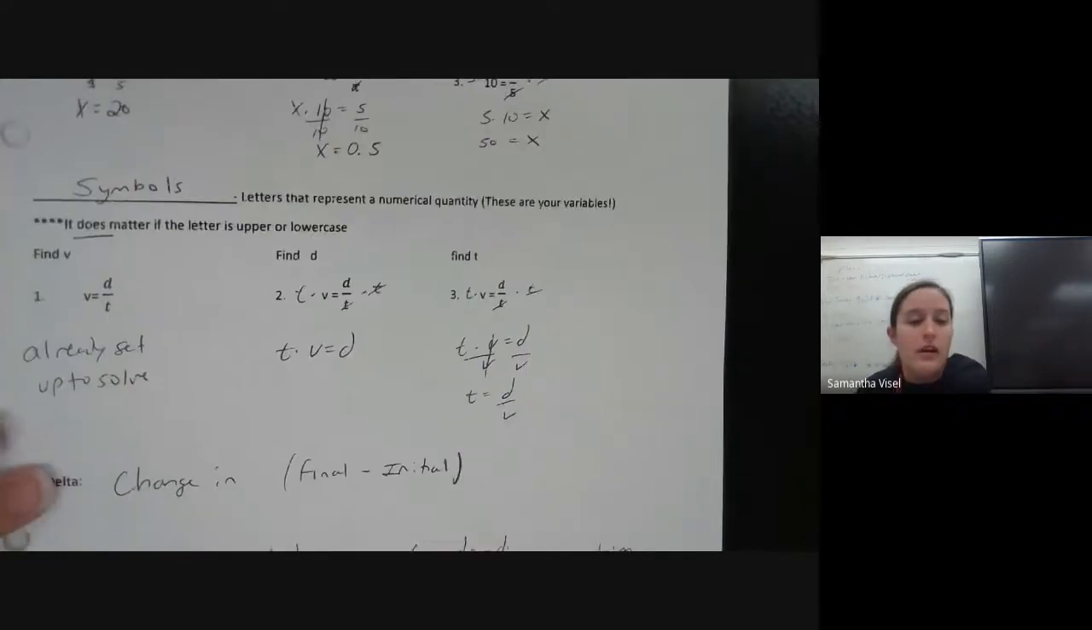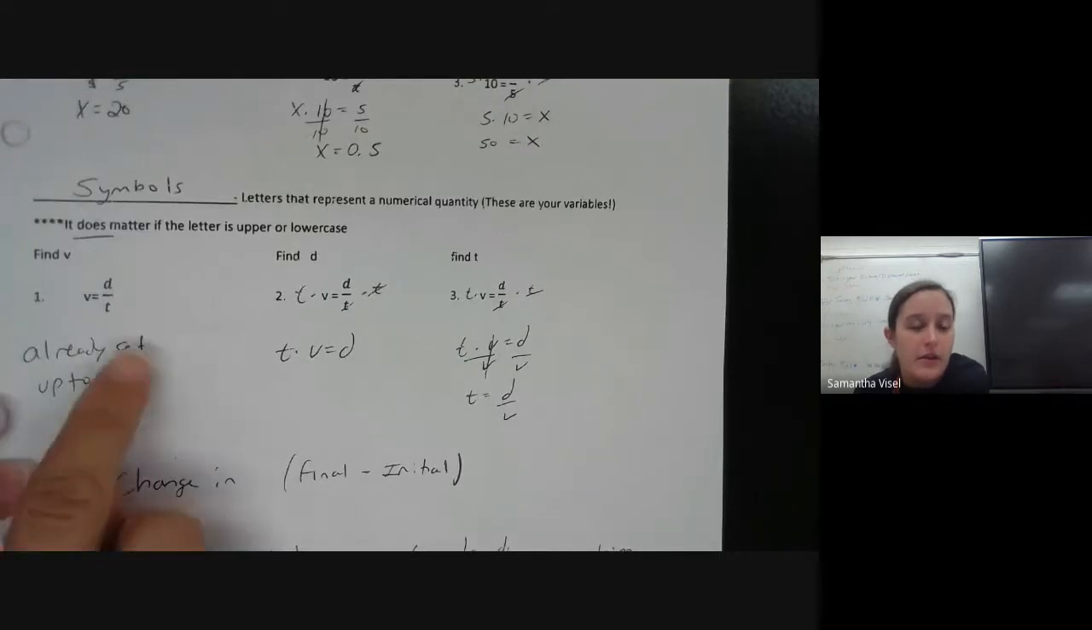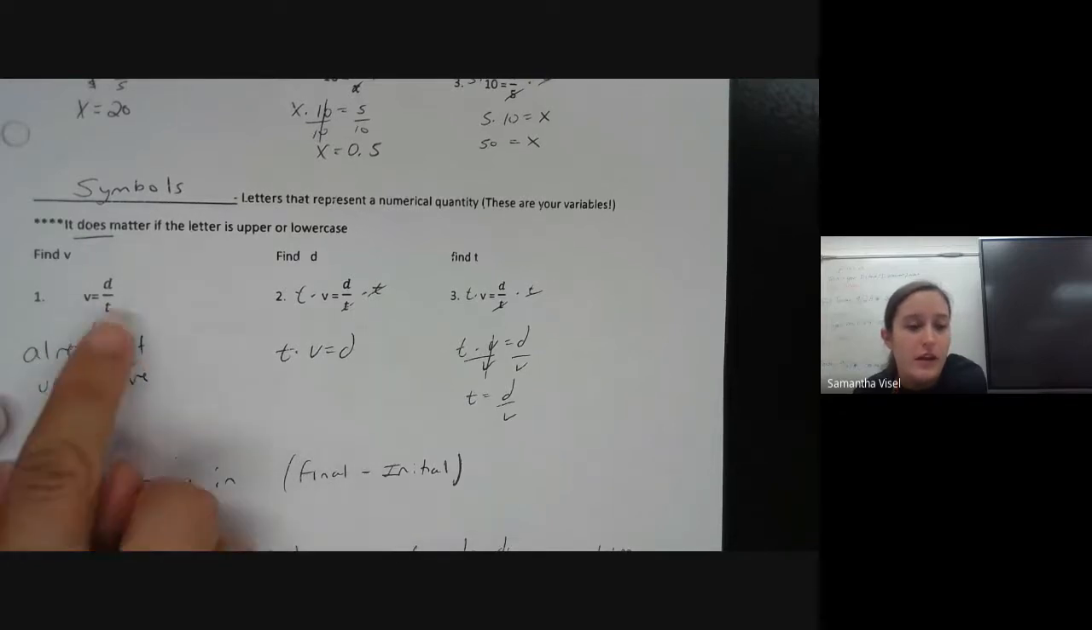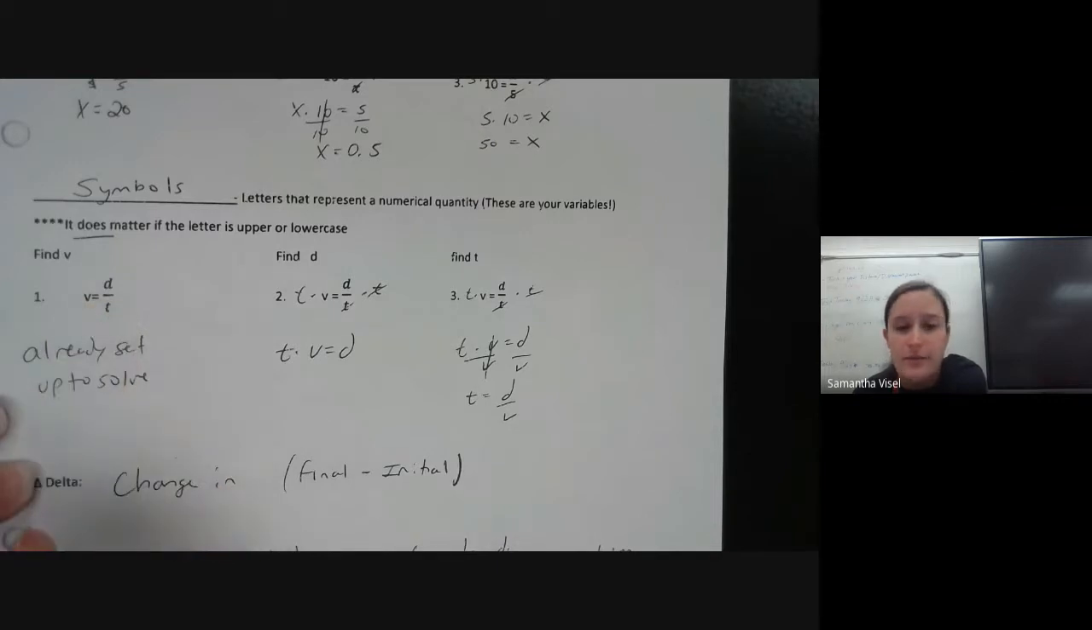So our 3 ways we can use our speed formula. If I'm solving for speed or velocity, I just use it as distance over time. It's already set up to solve, so I don't need to do anything. v is already equal to something.